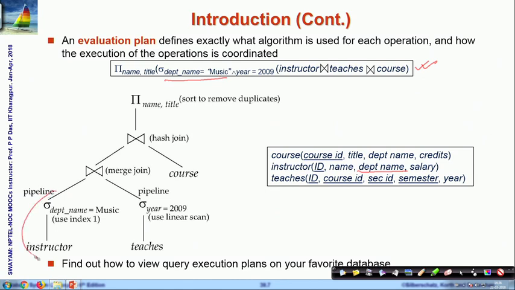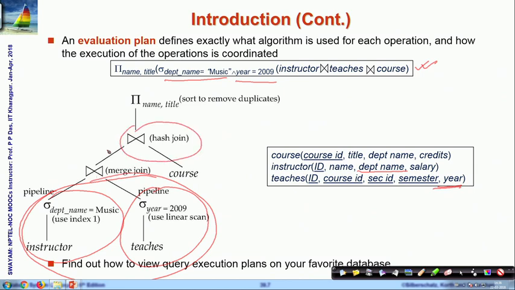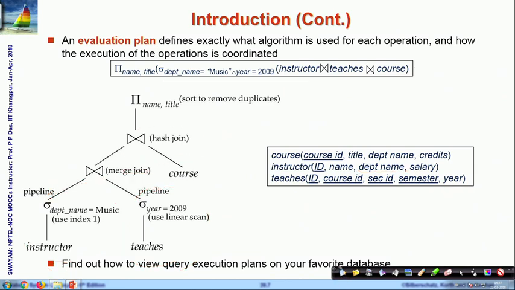then it is possible that I can first filter the instructor relation with the department name being music, which should not affect the result. At the same time, the other select condition we have is year is 2009, which applies only to the teachers relation. So, instead of filtering after the join, I can filter the teachers relation with year being 2009 and then use these two in the join, and finally join that with the course and do the projection.